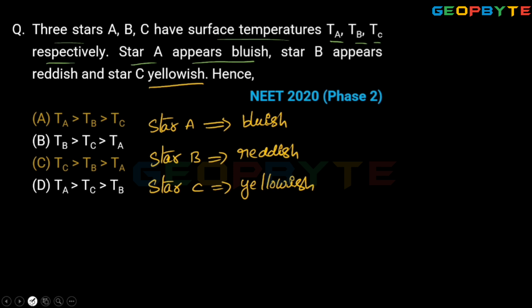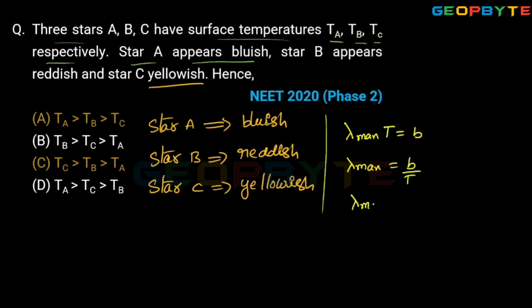You know Wien's law, right? Wien's law says that the maximum wavelength into temperature is equal to a constant b. Since b is constant, maximum wavelength into T equal to b means lambda max equals b by T. From this, maximum wavelength is inversely proportional to temperature.